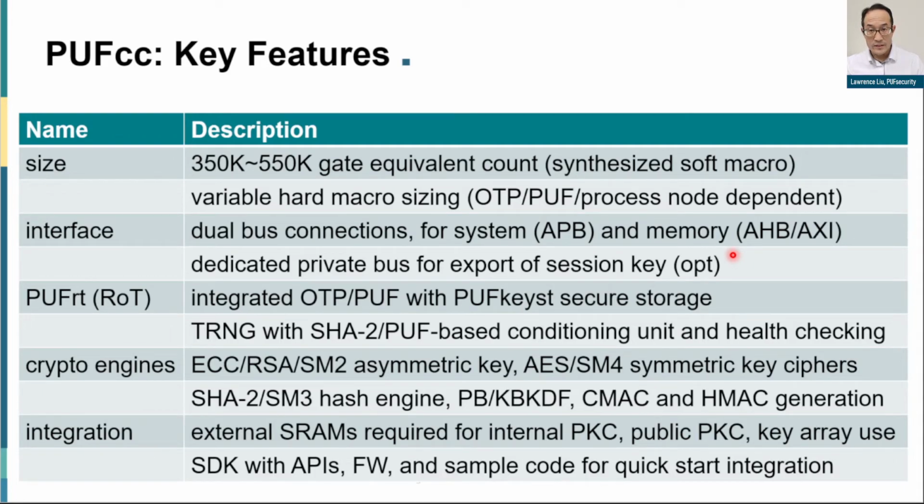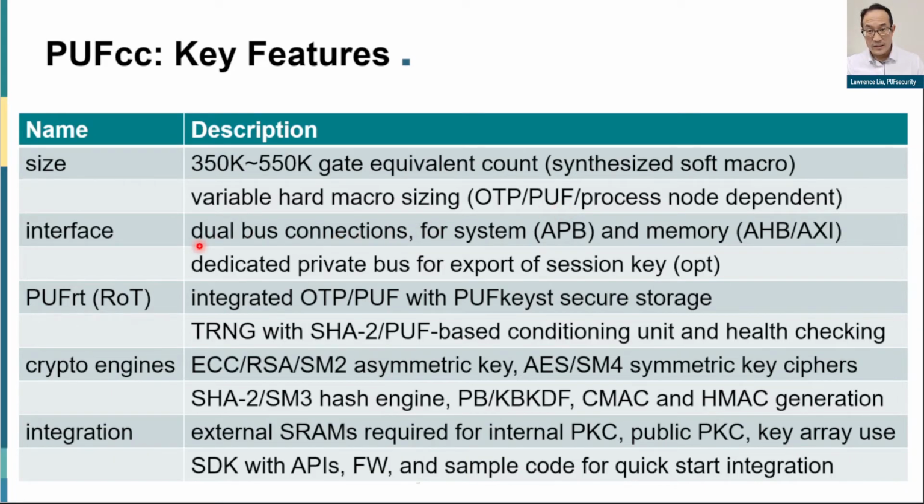We'll wrap up PUFcc here with some key features. We can start with the size. Depending on the configuration of the cryptographic engines, it can be anywhere from 350 to 550,000 gate equivalents. And again, with the PUFrt, the hard macro size is variable because depending on the process node, the OTP, the PUF, the charge pumps are all different sizes.